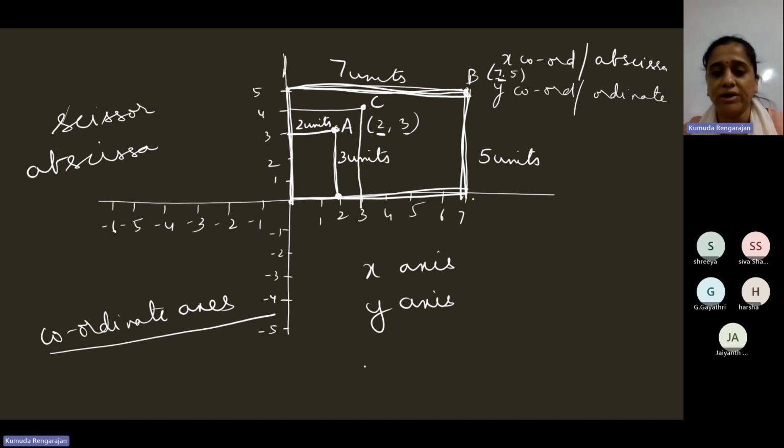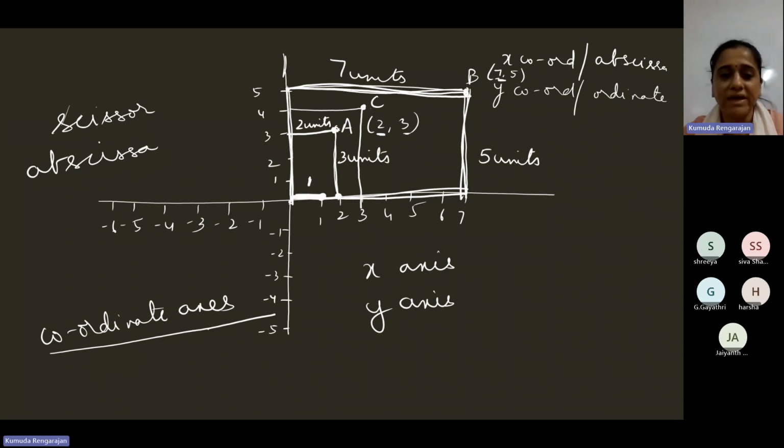Now, what's the address of this point? So, how do you write the address of a point? You need to write the distance of the point from the y-axis first and comma the distance of the point from the x-axis. In which order do you write? You should first write the distance of the point from the y-axis, then the distance of the point from the x-axis.